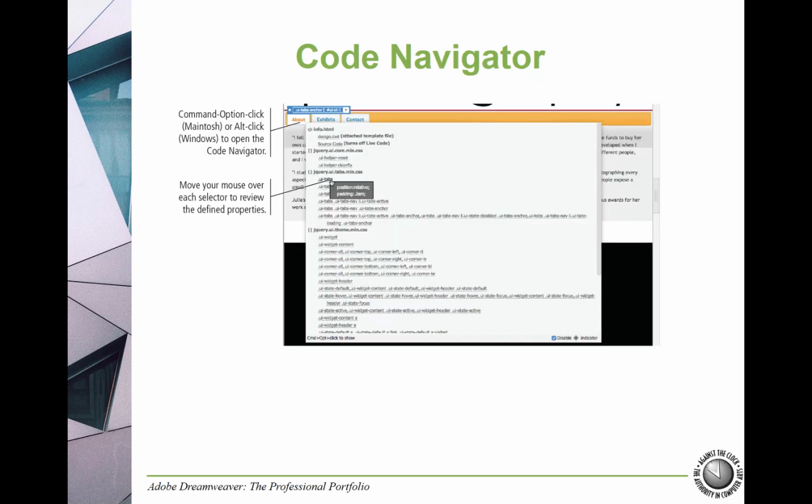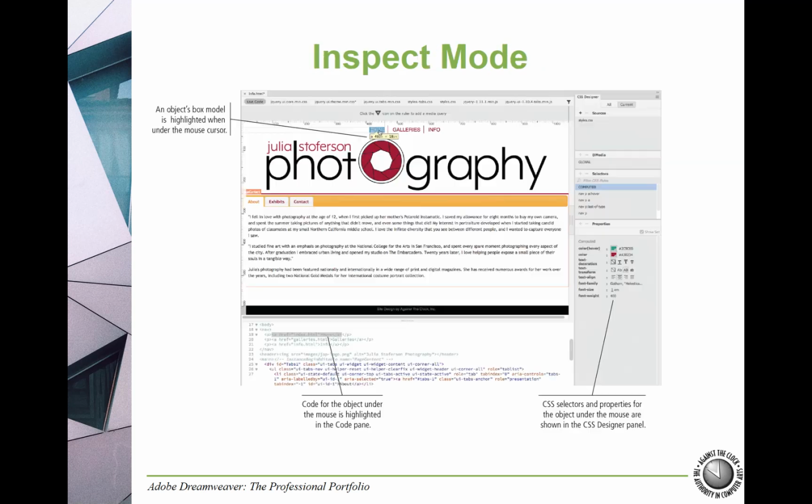Here we have the code navigator, and that's going to list all of the pieces of code that are related to the selected item, because the selector names that are defined in the predefined CSS files for jQuery objects are confusing. So it's really best to use the code navigator to find the property that you want to modify.